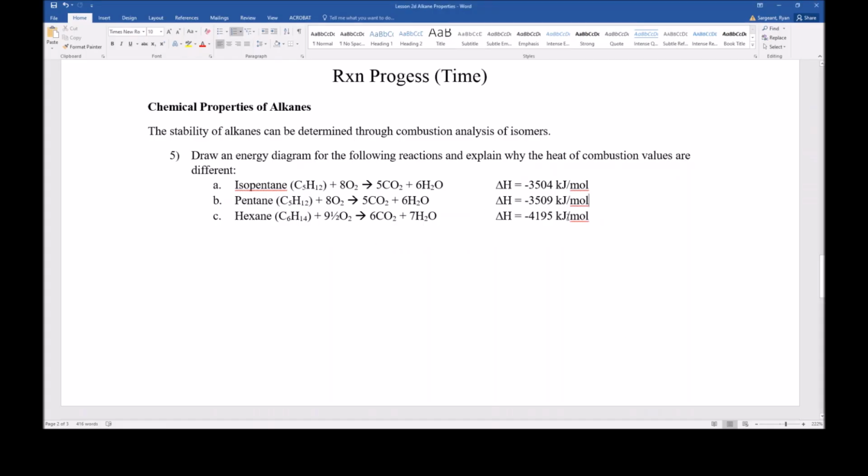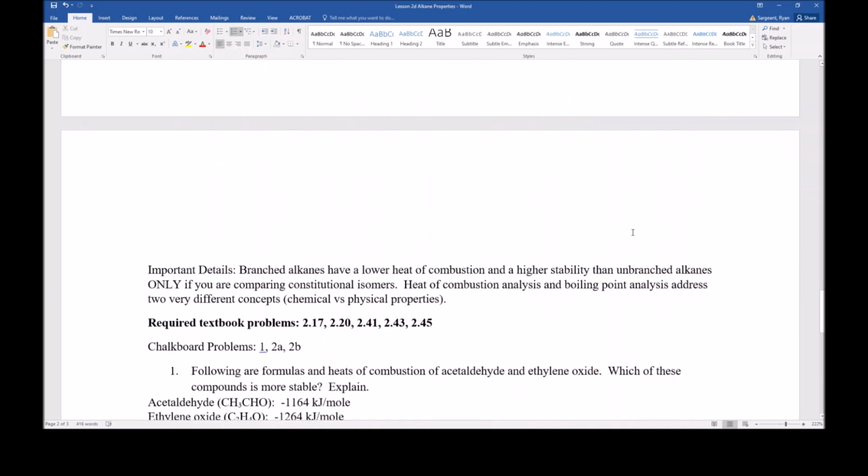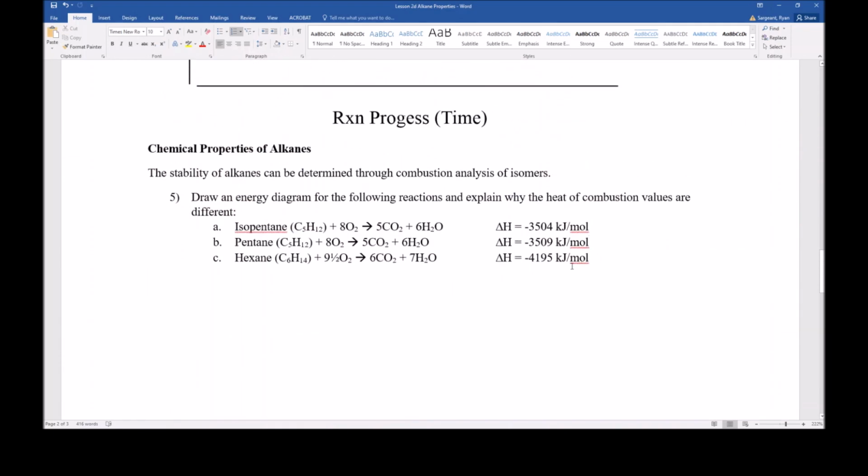And the reason that hexane gives off more energy here is simply because you're doing more total chemistry. You're combining more carbons with more oxygens, more hydrogens with more oxygens, and you're generating more total molecules. So it's just a totally different system, and it's not fair to compare the stability of different molecules unless they have the exact same number of atoms and the same types. So they have to be constitutional isomers for this type of analysis to be valid. But there is one thing you can think about.